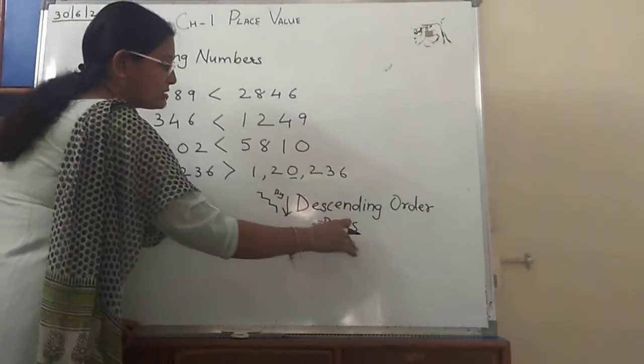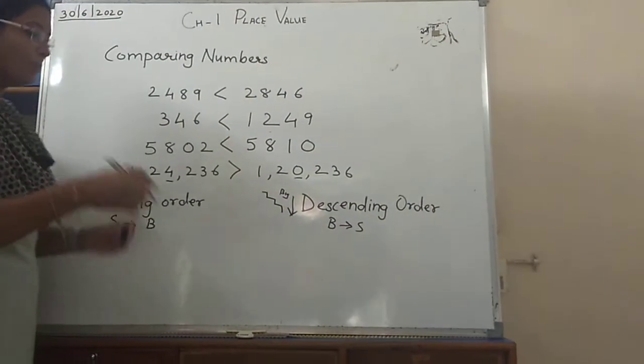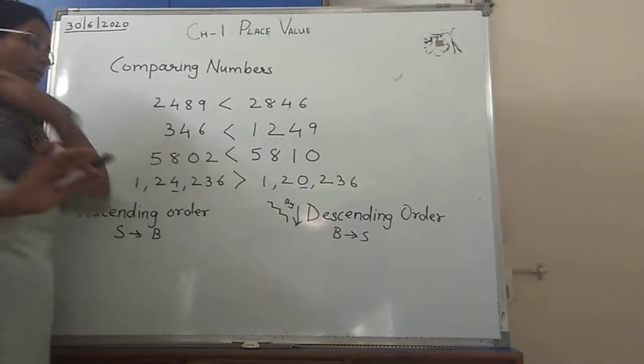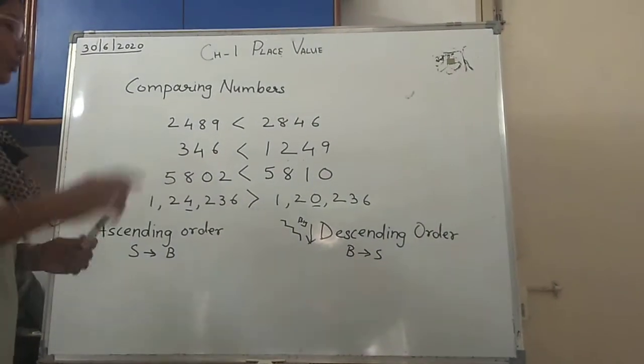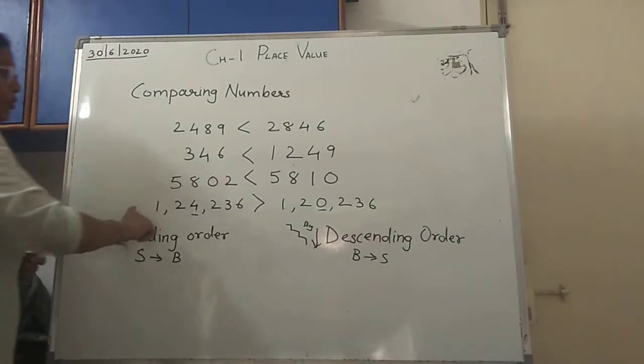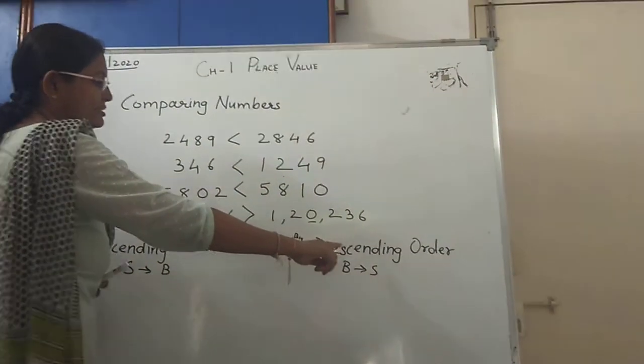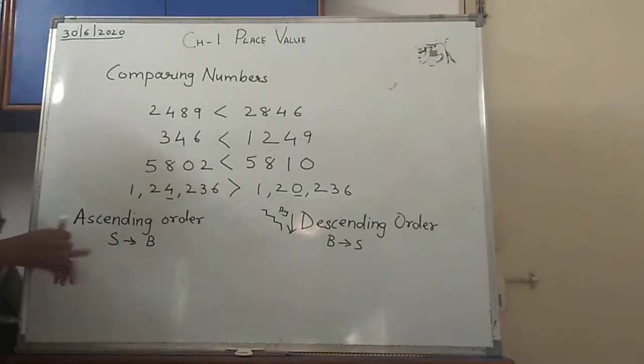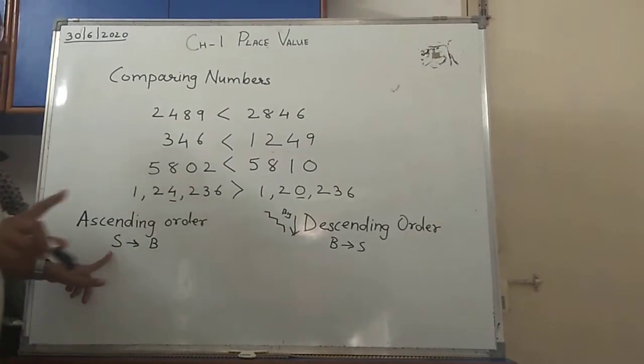So from big to small you are going down. Down means to go to small. So big to small. This is a trick to remember. Okay, nothing else. If you remember like that, you can remember it. Now, whenever you have to find ascending order or descending order, you have to compare the different numbers.